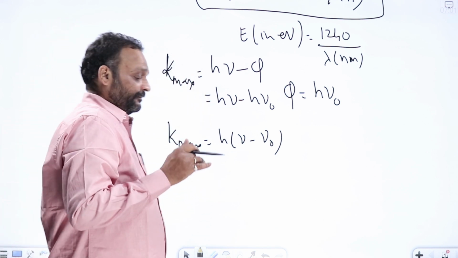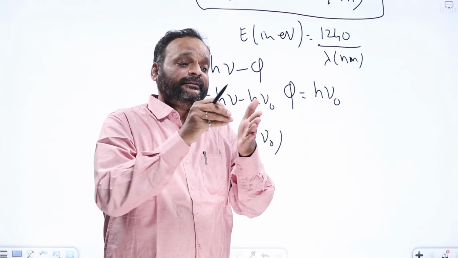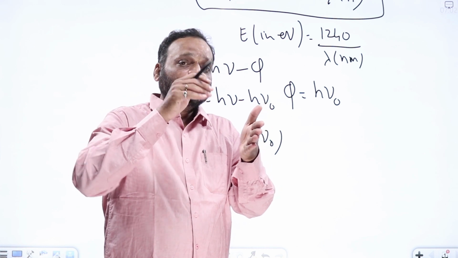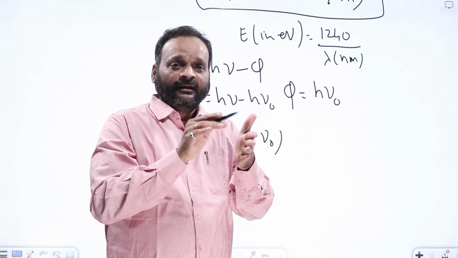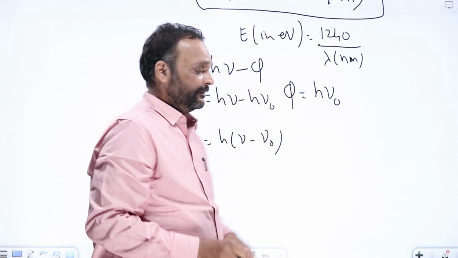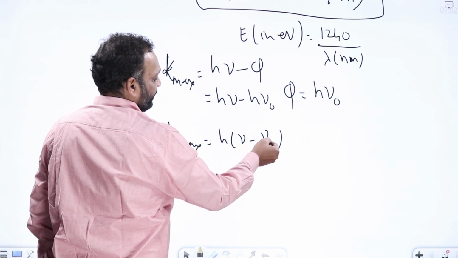That's why we use the phrase "light of suitable wavelength." You cannot send light of any frequency and expect the photoelectric effect to occur. The frequency of incident light should be more than the threshold frequency of that metal, or the wavelength should be less than the threshold wavelength of that metal. Now take nu equal to c by lambda, and nu naught as c by lambda naught.